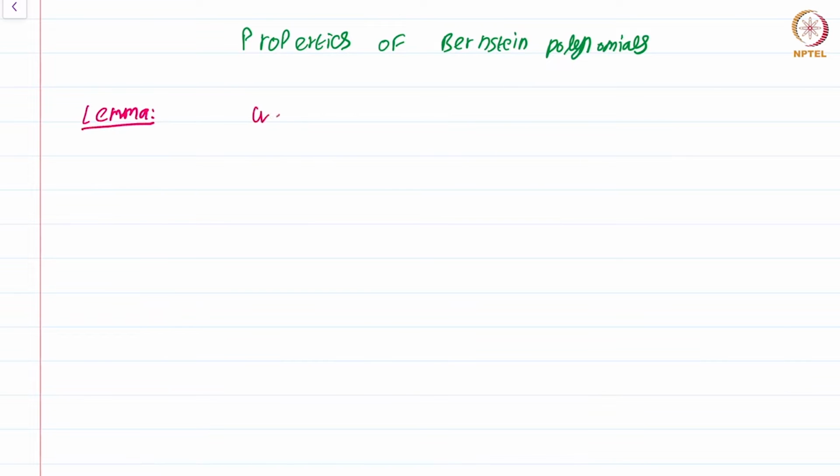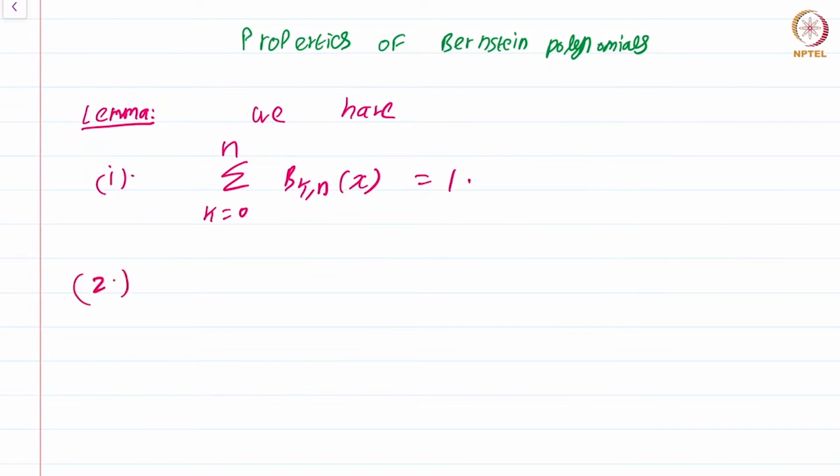We have, number 1, summation k equals 0 to n b_{k,n} of x equal to 1. We have already seen a proof of this basic property. Number 2, I should use Roman. Number 2, summation k equals 0 to n k b_{k,n} of x is nothing but nx.